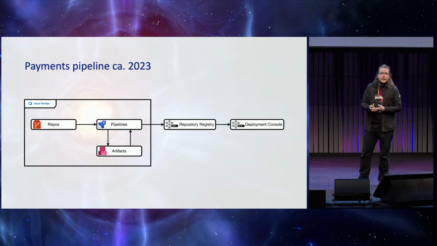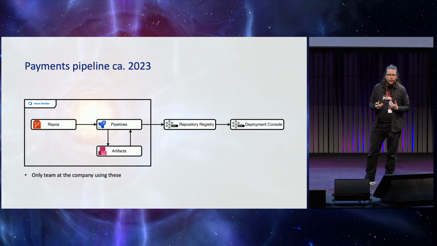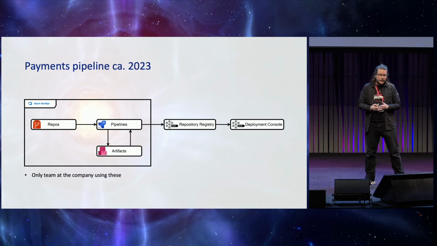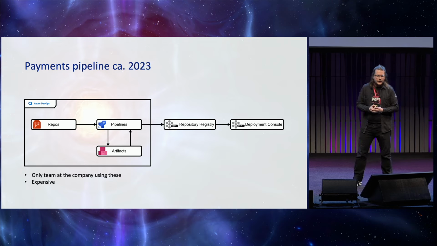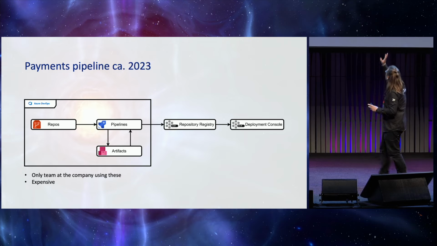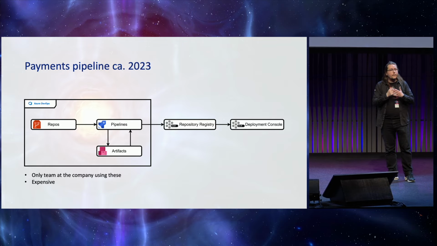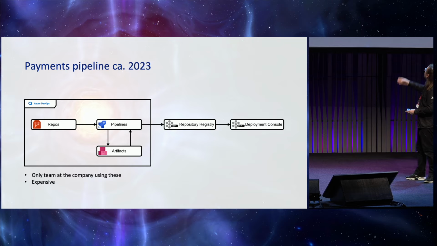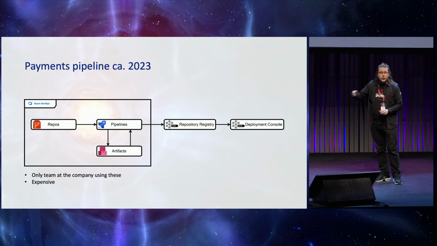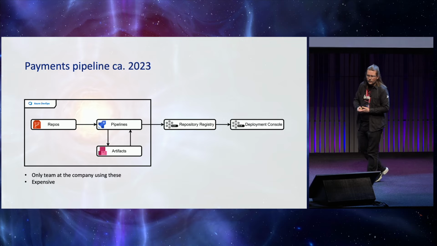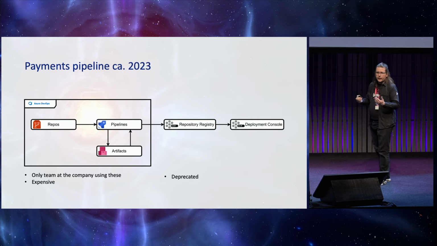The issue with this is that we were pretty much the only team at the company using these, and so it was difficult for us to get support internally. And it's expensive to use and pay for multiple DevOps platforms within a single company. Now, on the other side here, we used the internal repository registry for application artifacts, and we deployed them using the internal deployment console to each dev and test server. However, these are both aging systems that we're looking to deprecate as they're getting quite antiquated.